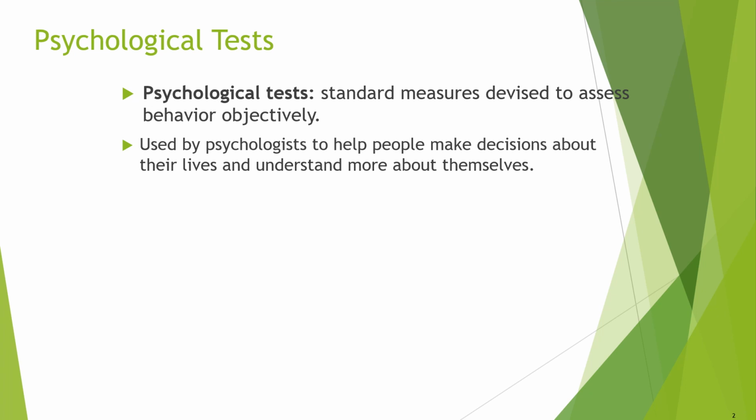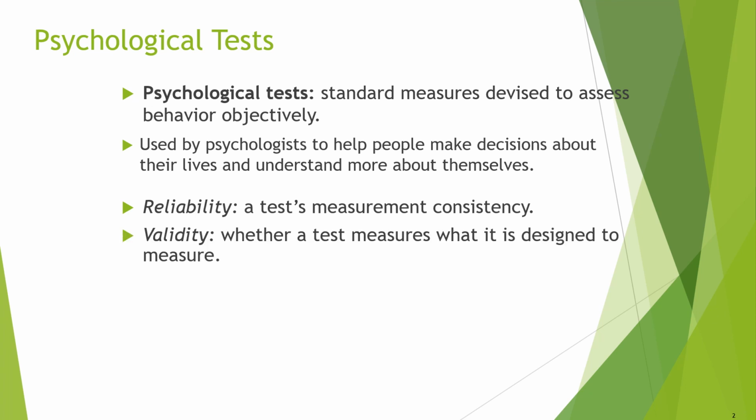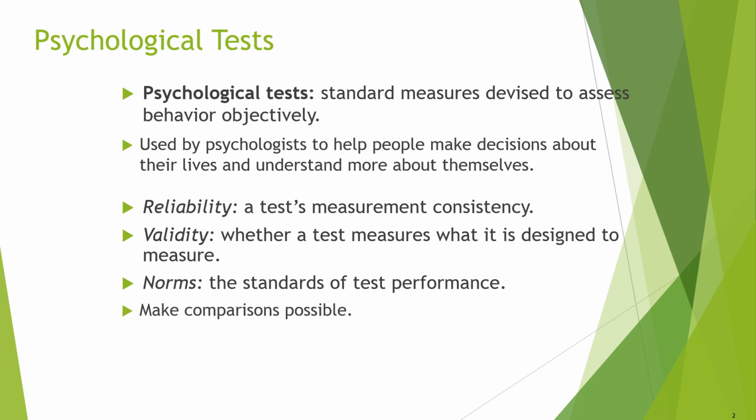And of course, as we should do with any type of testing or measurement that we use with any type of research, we need to look at reliability and validity. Reliability is that the test measurement is consistent. Validity is whether a test measures what it is designed to measure. So a test should always be both reliable and valid. We also want to look at the norms, which are the standards of test performance, and you want to make comparisons possible.